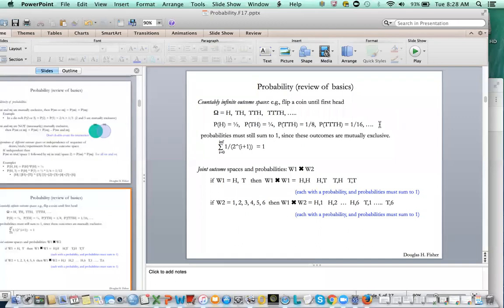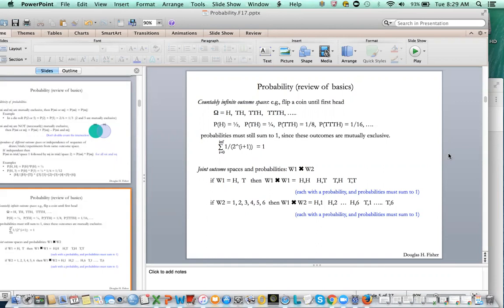But because of this property that the probabilities are falling off in a particular way, the sum is going to be finite. In this case, it's going to sum to 1, which is what we want, because we want the probabilities of the various outcomes in the outcome space to sum to 1. And it does in countably infinite spaces as well.